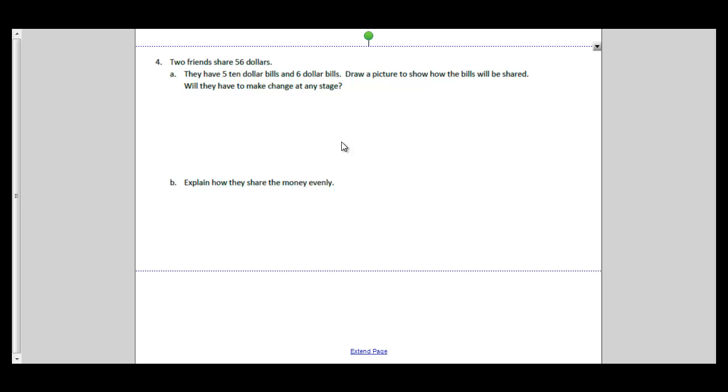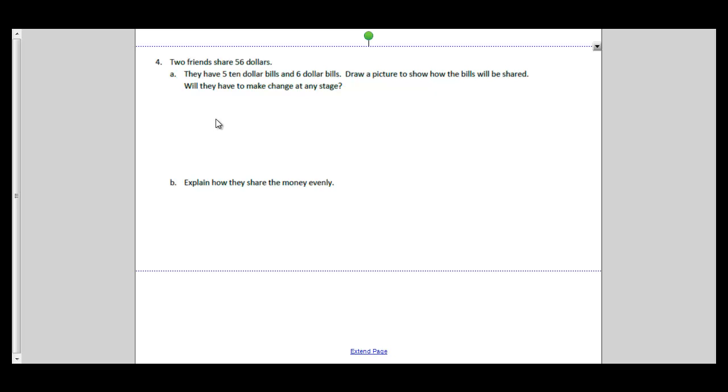Two friends share $56. They have five $10 bills and $6 bills. Draw a picture to show how the bills will be shared. Will they have to make change at any stage? So let's go ahead and draw a place value chart. This would be our model. If this was an RDWW problem, which it is, when we do the draw, we wouldn't do a tape diagram. We would do a place value chart.